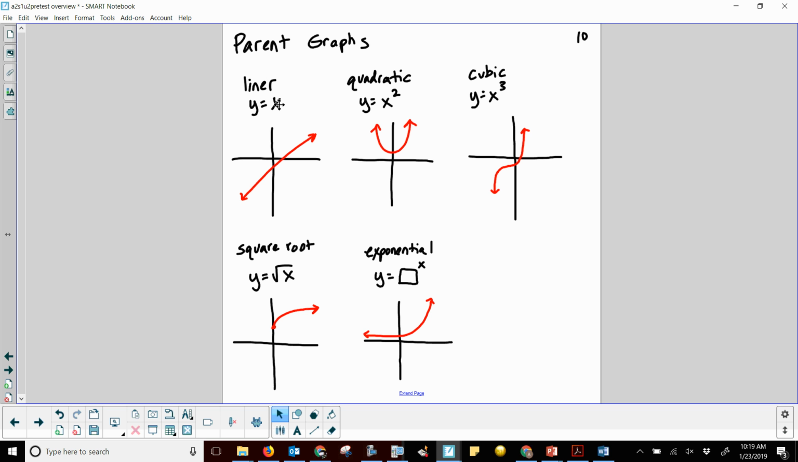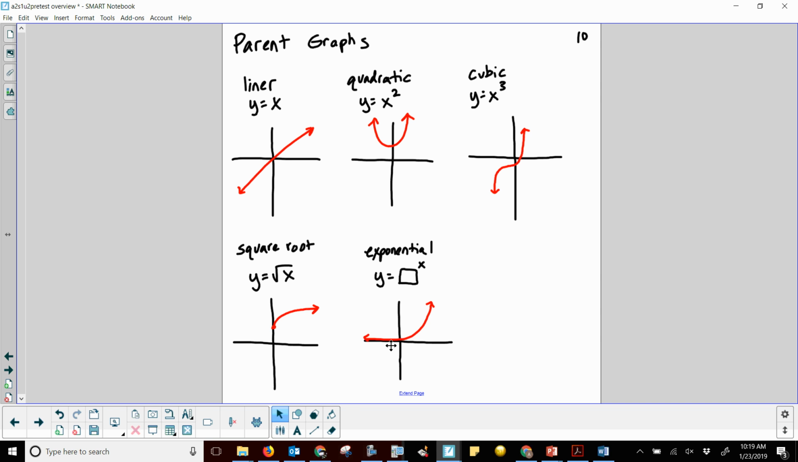Linear is y equals x. This is like the mx plus b you've been dealing with. Actually, I probably should put it right on the line, but it's a straight line. Quadratic is this parabola shape where it's y equals x squared. Cubic's like this little curve right here. Square root, we saw earlier in the other video, just starts at one point and goes that way. And then exponential, this goes up forever, and this starts getting closer and closer to 0.